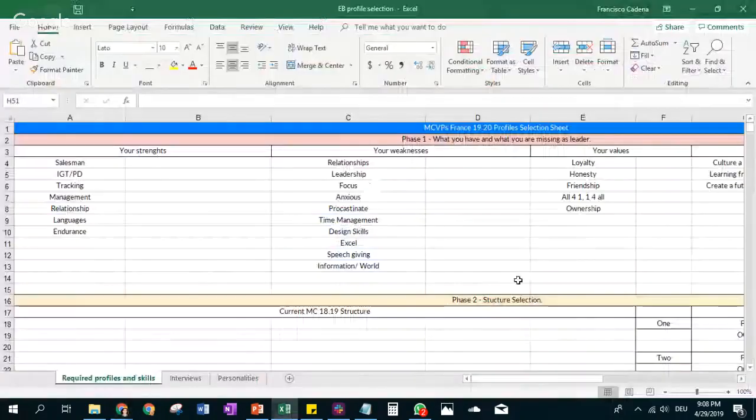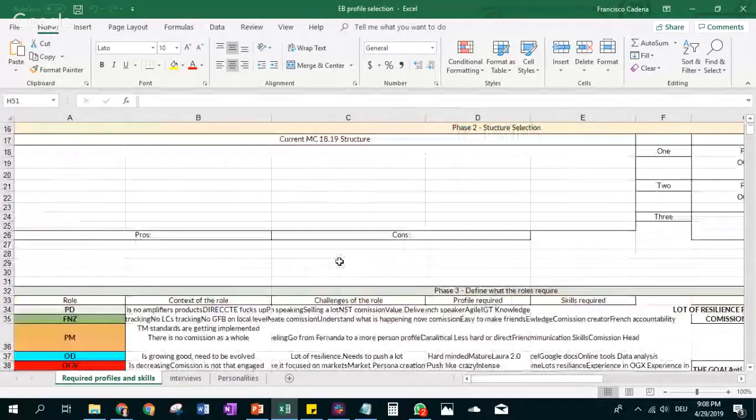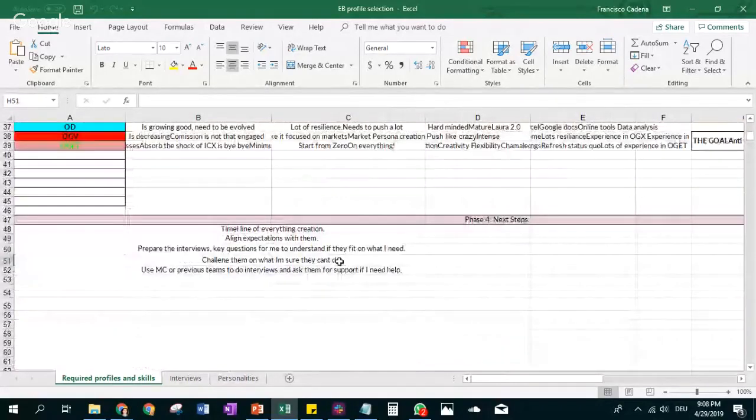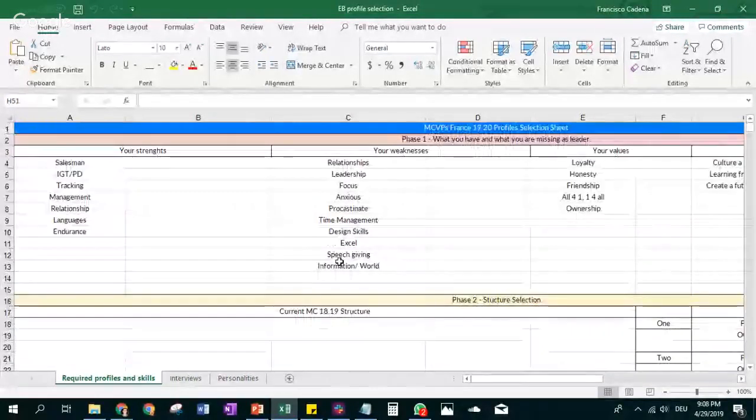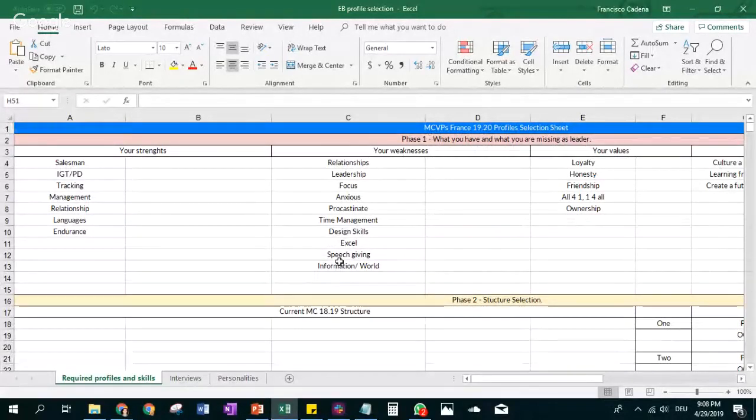So this is the tool I created. It's a really simple and quick tool. And you have 4 phases in which you can work. You can see my screen, guys. Can someone say if you can see it? Yes, we can see it. Okay, it's clear, or you want me to zoom more?